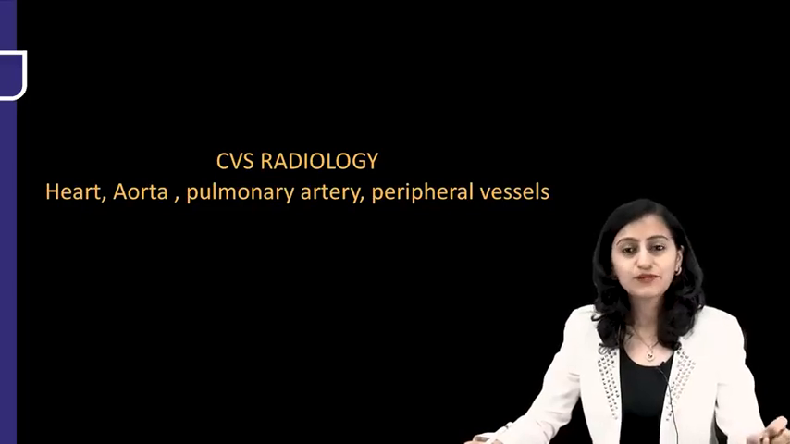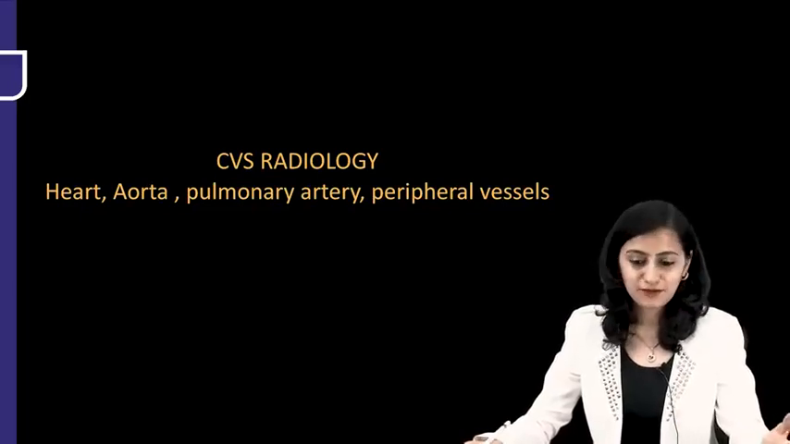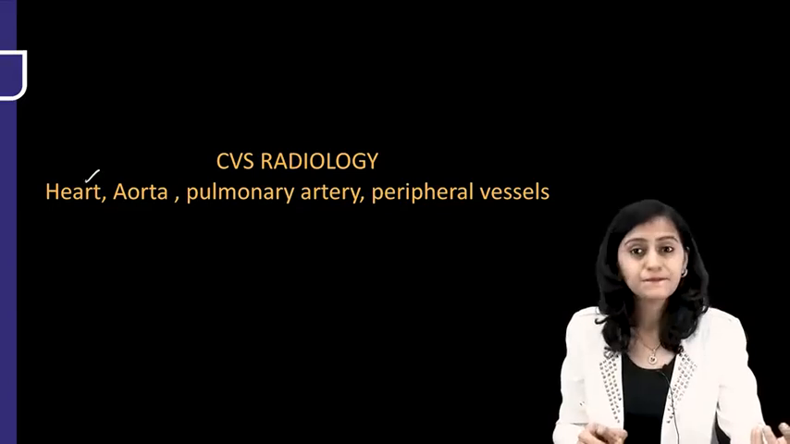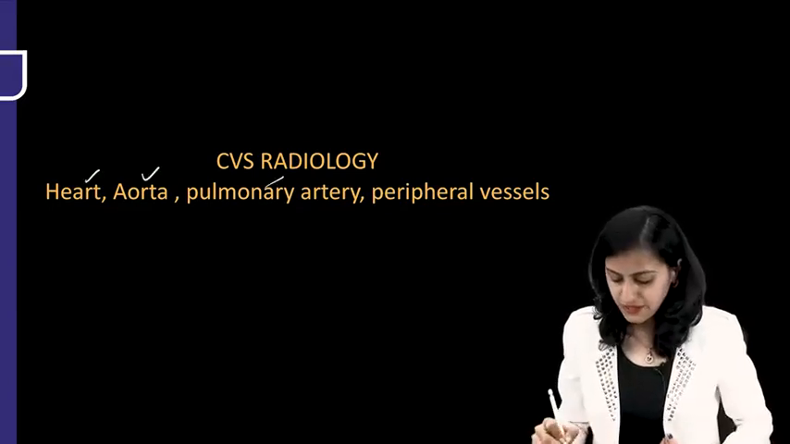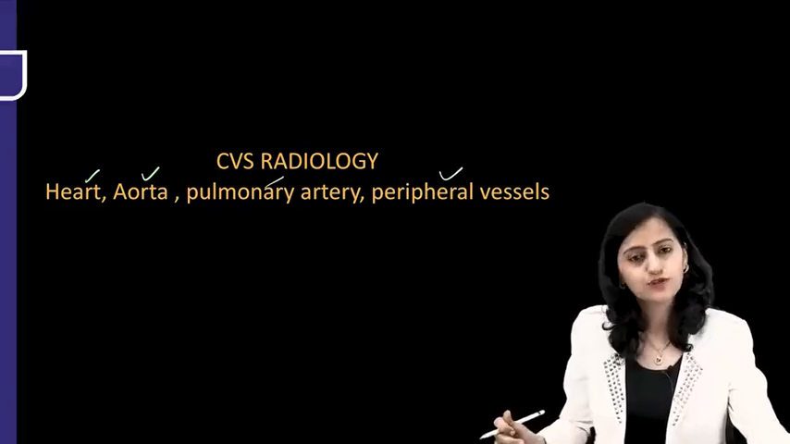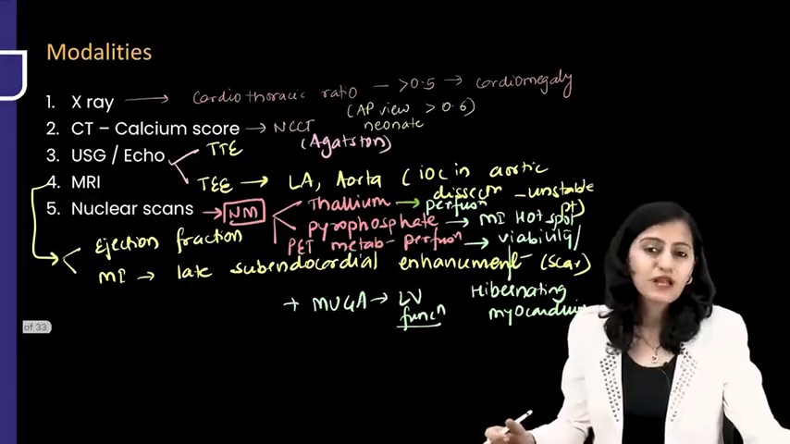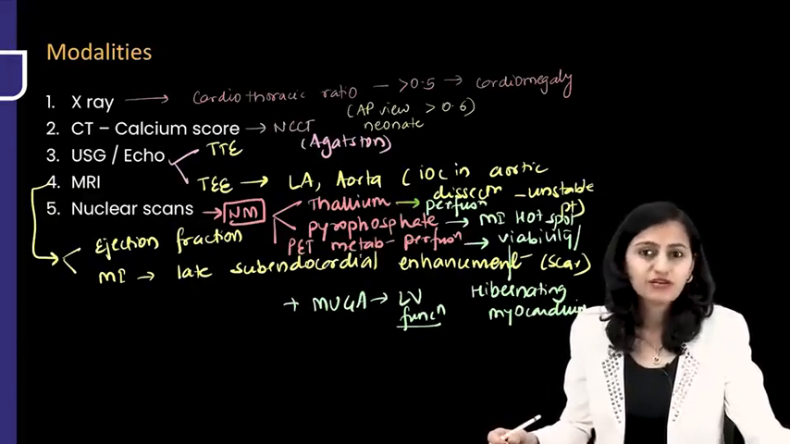Hello friends, so now we are going to learn about CVS radiology, that is basically about the heart, aorta, pulmonary artery and the peripheral vessels, Doppler as well. So what are the various modalities that we have for imaging of the heart?